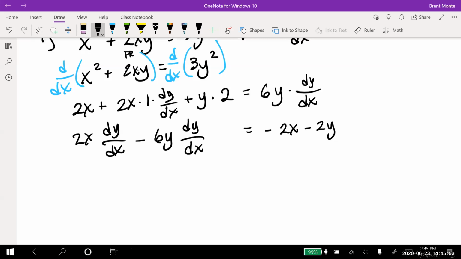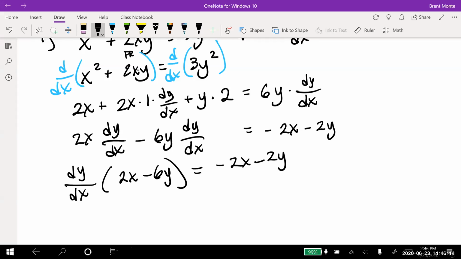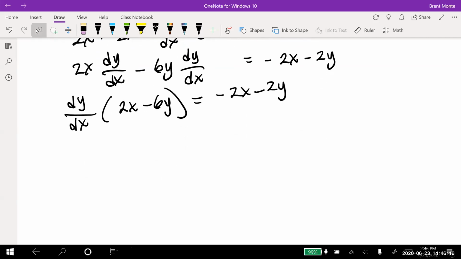All right, so all I did was, you can either just move it across the equal sign and change signs, or you're adding and subtracting as appropriate. I guess all we did was subtract from both sides. But the reason I do that is because now I'm going to factor out this dy dx. And it's going to leave me with 2x minus 6y equals -2x minus 2y. And now all I have to do is divide that 2x minus 6y away, and I have dy dx by itself.